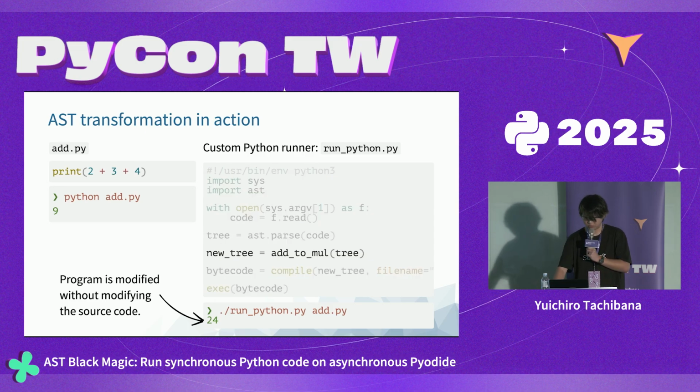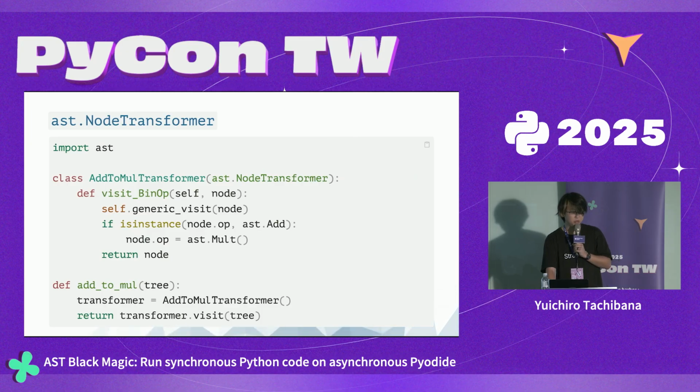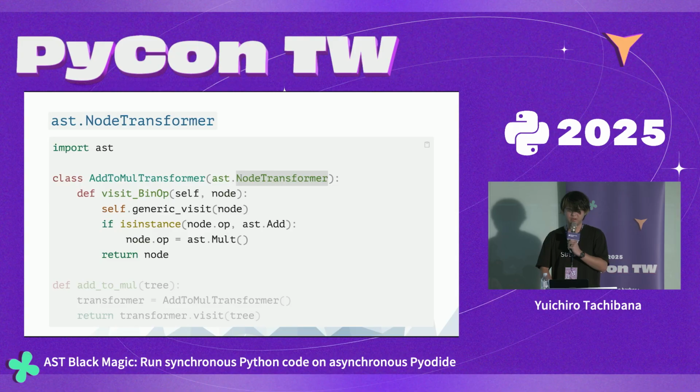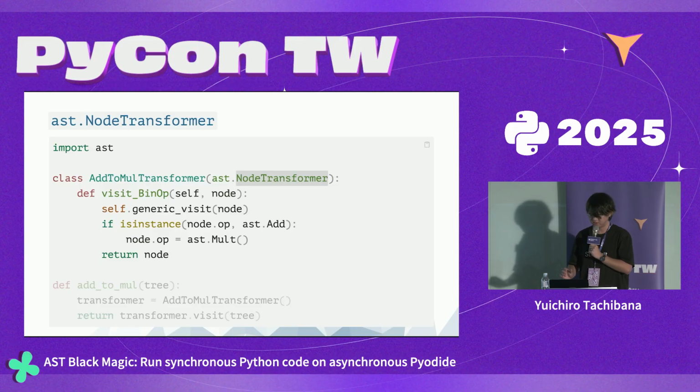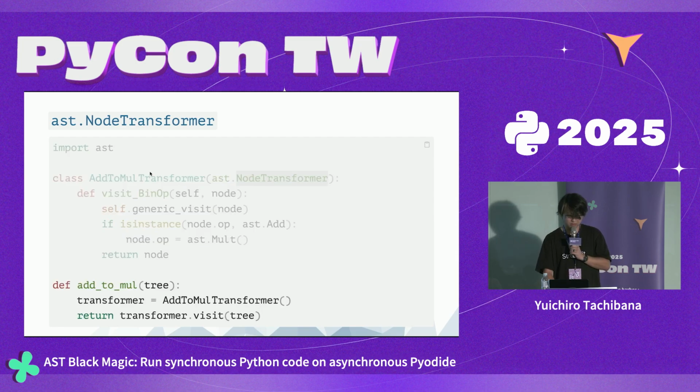So let's see what's done in this AST modification function named add_to_mul. Here is an implementation of the method. First, I defined the add_to_mul transformer. That is a kind of custom node transforming class, extending the ast.NodeTransformer-based class that is provided officially as a built-in from the built-in AST module. And inside this AST transforming function, I used its visit method to get the updated AST.